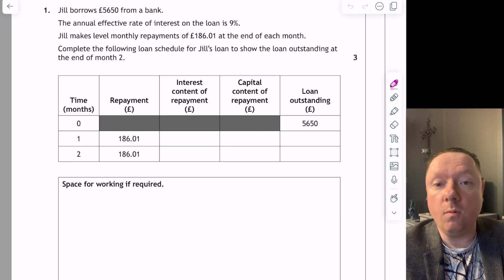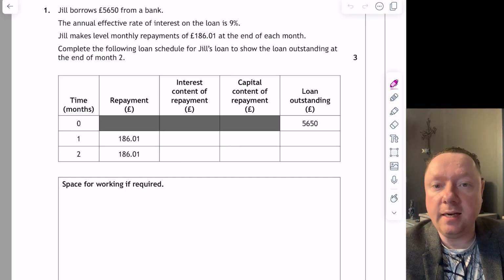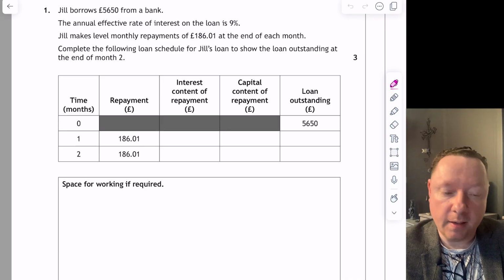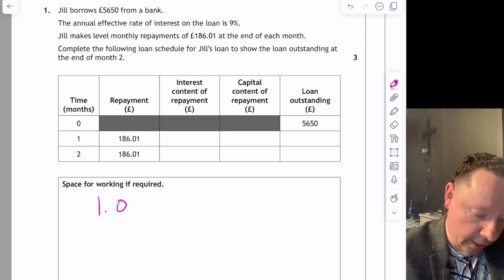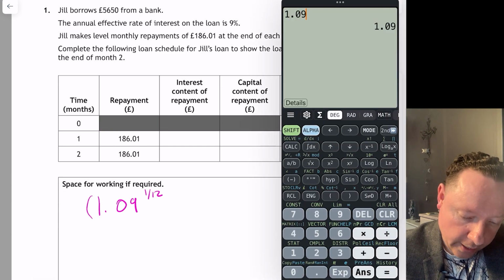So first of all, we need to work out the monthly interest. So we'll turn that 9% into 1.09, 100 plus 9 divided by 100. So it's 1.09, and it's to the power of 1 over 12 because it's 1 month. So if I do that in a calculator, you'll see that I get 1.09 to the power of 1 over 12.